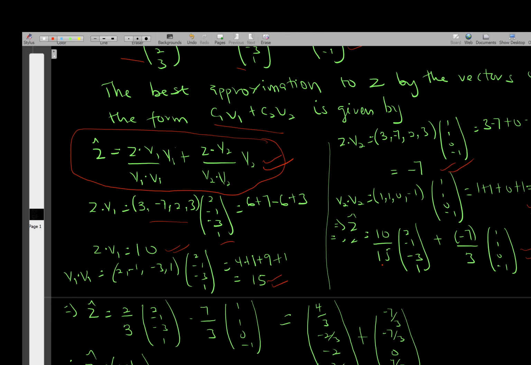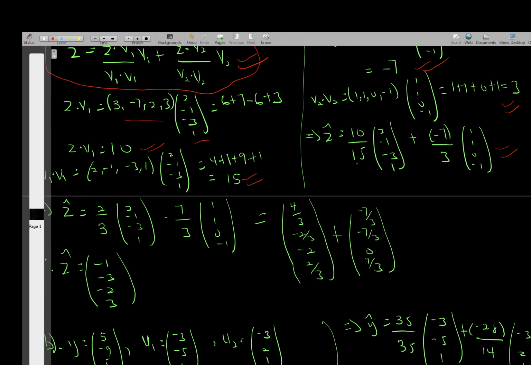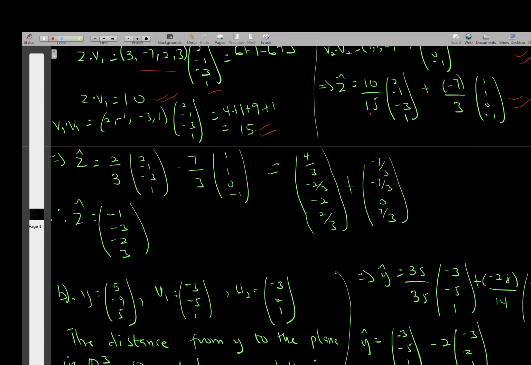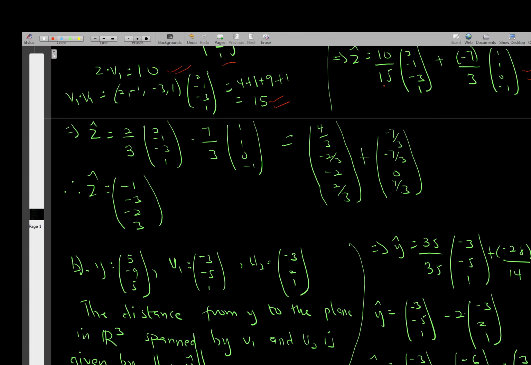When you simplify, you see 10 over 15 is the same as 2 over 3. So we have this. When we multiply the first term by 2 over 3, we get this. When you multiply the second term by negative 7 over 3, we get this. So when we simplify these two terms, we get negative 1, negative 3, negative 2, and 3. That is the best approximation.